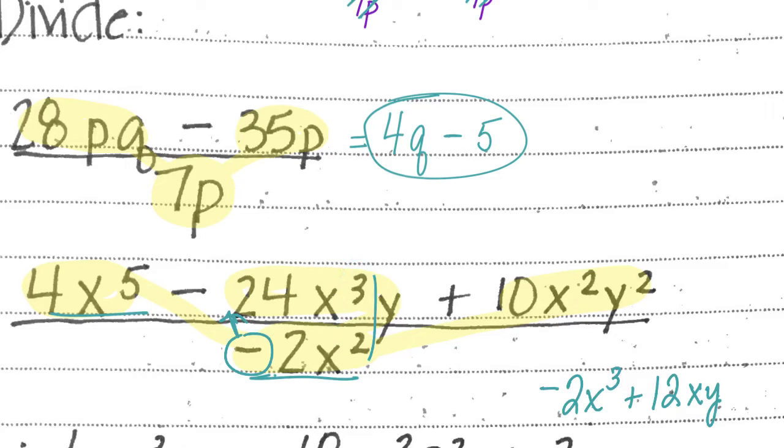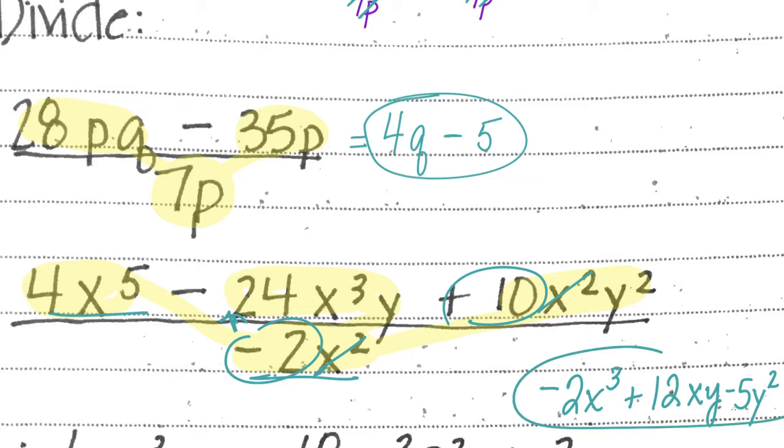I'm going to erase this so we can see. Sorry. And the next one, negative 2 goes into 10, negative 5 times. The x squares will cancel out and we get y squared. Great job. Let's move on to the second half of this.